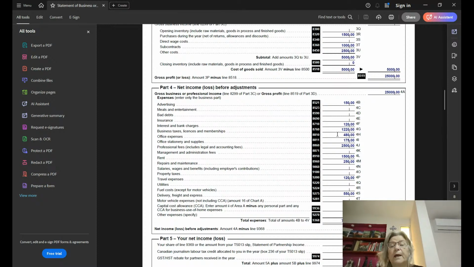Office expenses. I have printer cartridges. I'm 90% or more paperless, but there's still the odd time I'm going to have to print something out for somebody. Some forms to fill out, I have to print, do a wet signature, and scan it back in. Not everything is DocuSign.